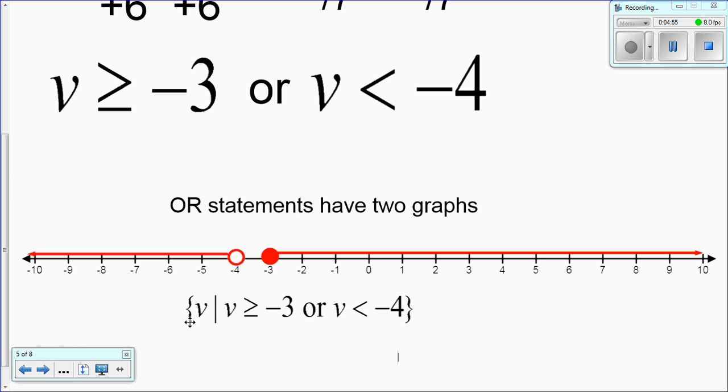It's just the set of v's such that, and then we just write the full rule, all of the rules for it. v is greater than or equal to -3, or v is less than -4. That's all it is. Do I have more stuff?